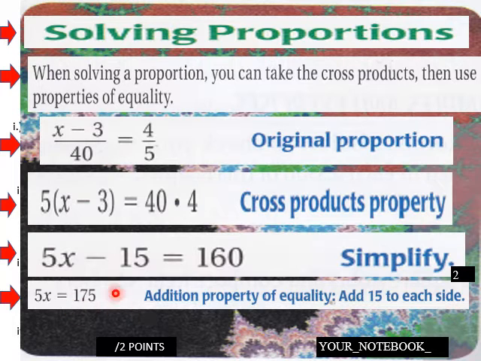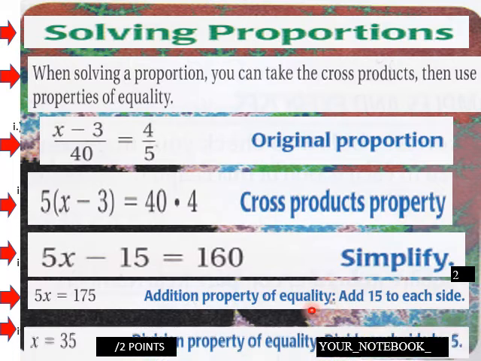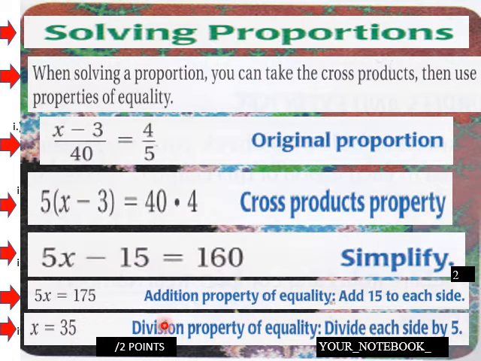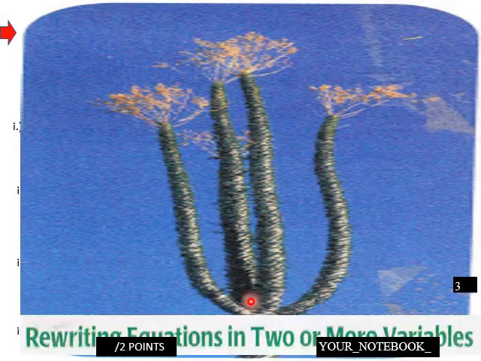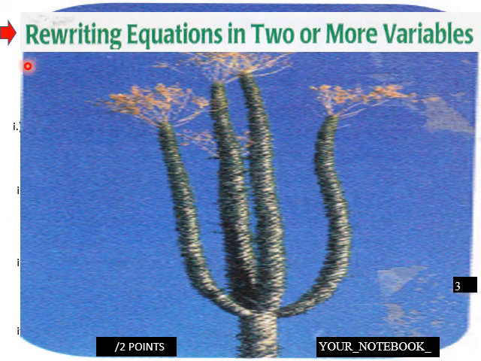5x equals 175, by the addition property of equality, add 15 each side. And then x equals 35, by the division property of equality, divide each side by 5. By using those certain, what are they, theories? No, they're actual rules.